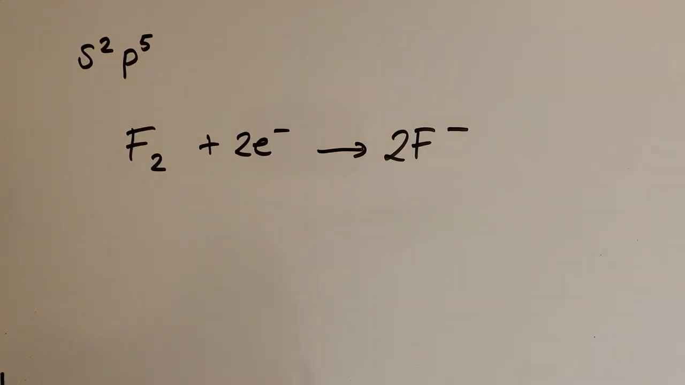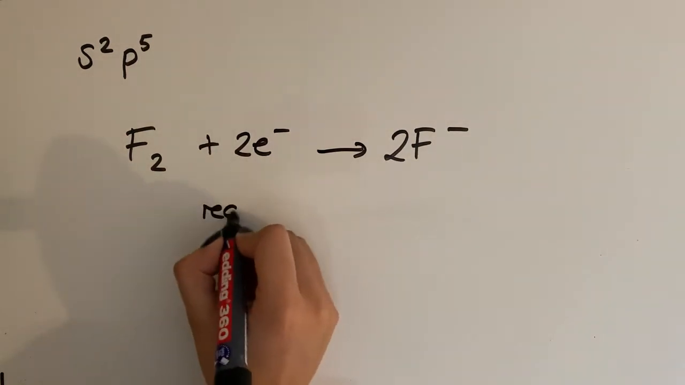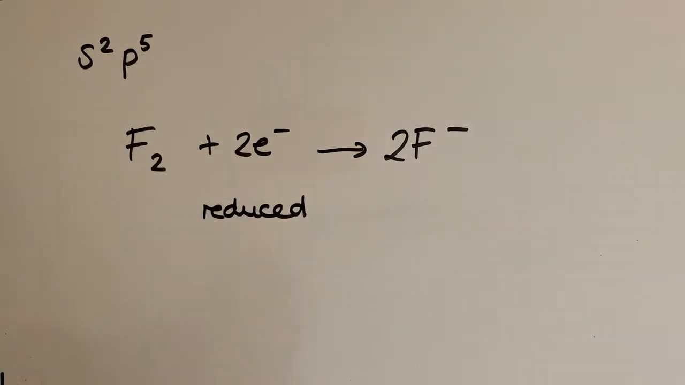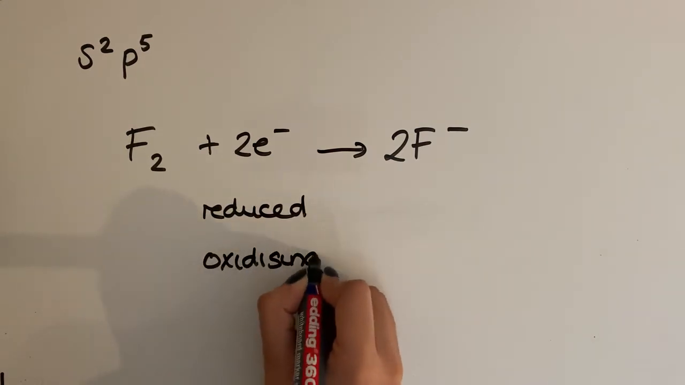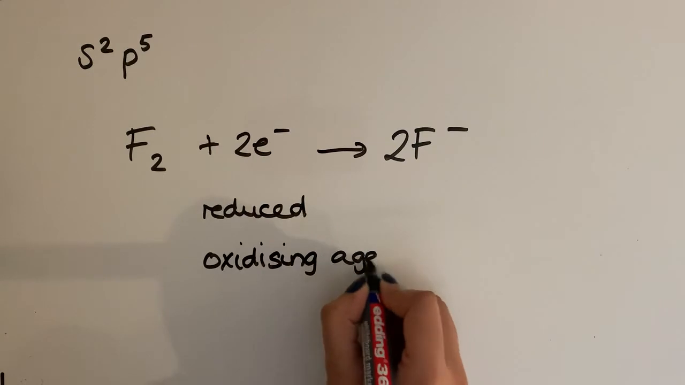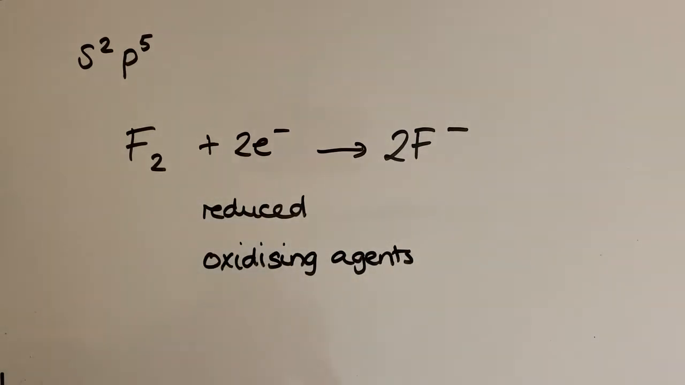Okay, so in terms of what's happening here, all our halogens want to gain an electron, and therefore we can class them as being reduced. And if they're being reduced, something else must be oxidized, and therefore halogens can be classed as oxidizing agents. Okay, because they themselves are being reduced, but they are oxidizing another species. Okay, let's have a look now at a reaction that halogens can undergo.